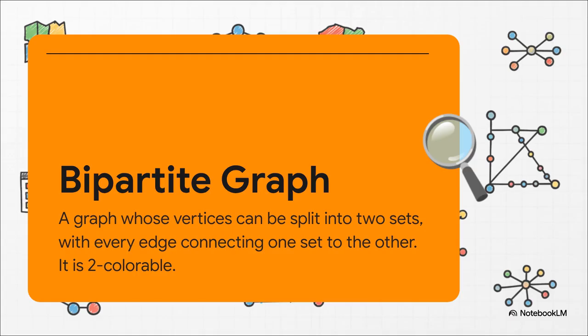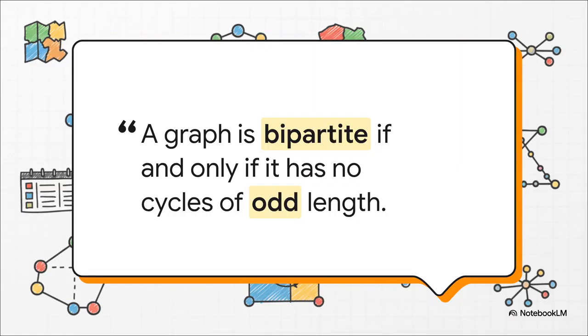In a true bipartite graph, every single connection goes from a player on Team A to a player on Team B. There's no infighting, no connections between members of the same team. And because of that clean separation, you can just color all of Team A blue, all of Team B red, and you're done. It's perfectly two-colorable. So the big question is, how do you know if a graph is bipartite? Well, it turns out there's this really elegant rule. A graph is bipartite if and only if it has no cycles of an odd length.